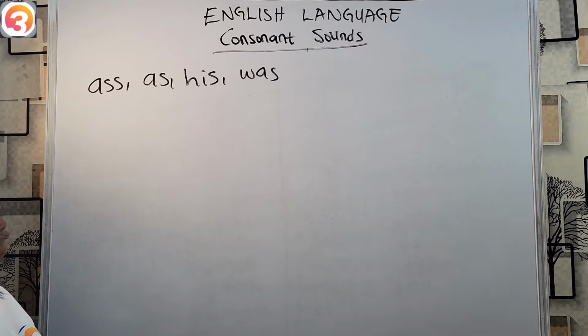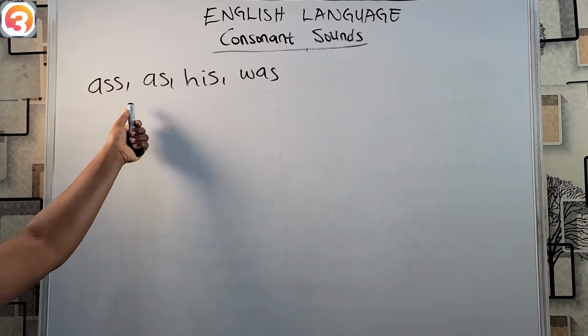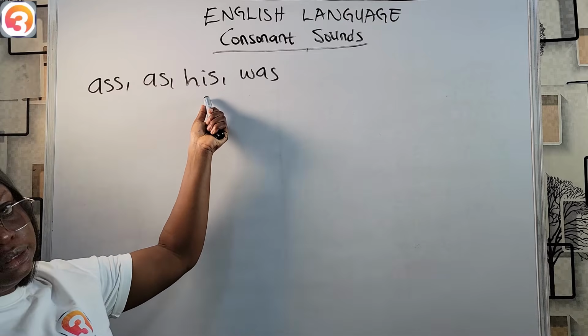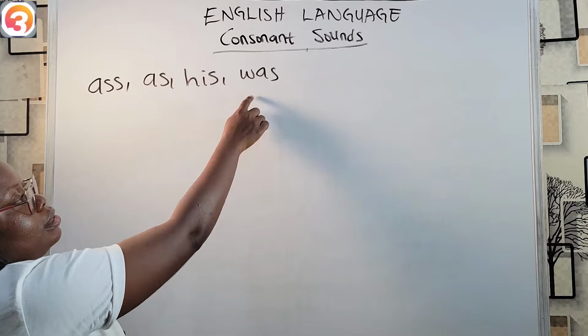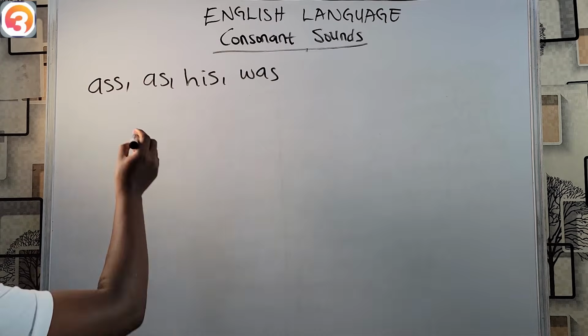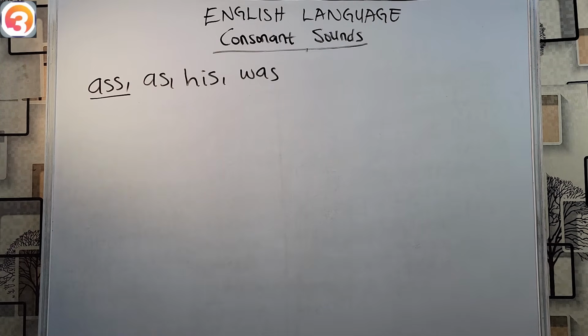In pronouncing these words, we have as, his, was. These three all contain the Z sound, but this is S. So that's the odd word out, as.